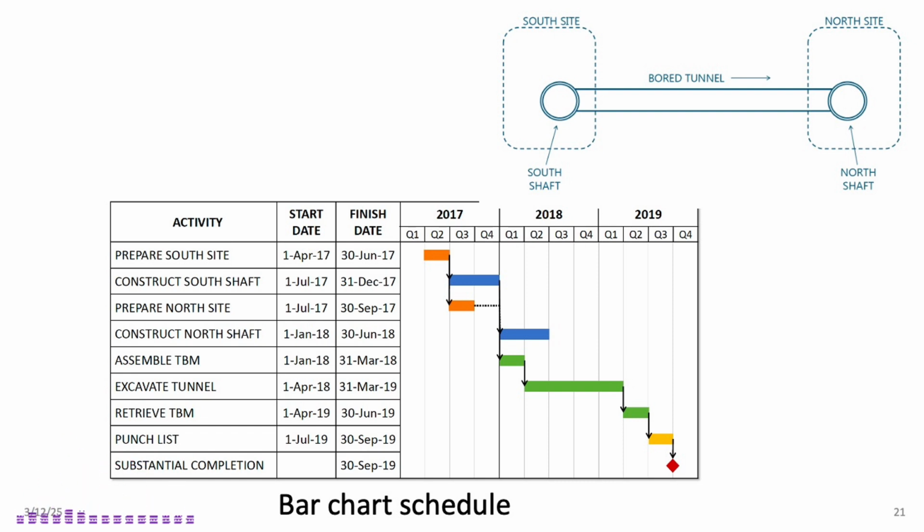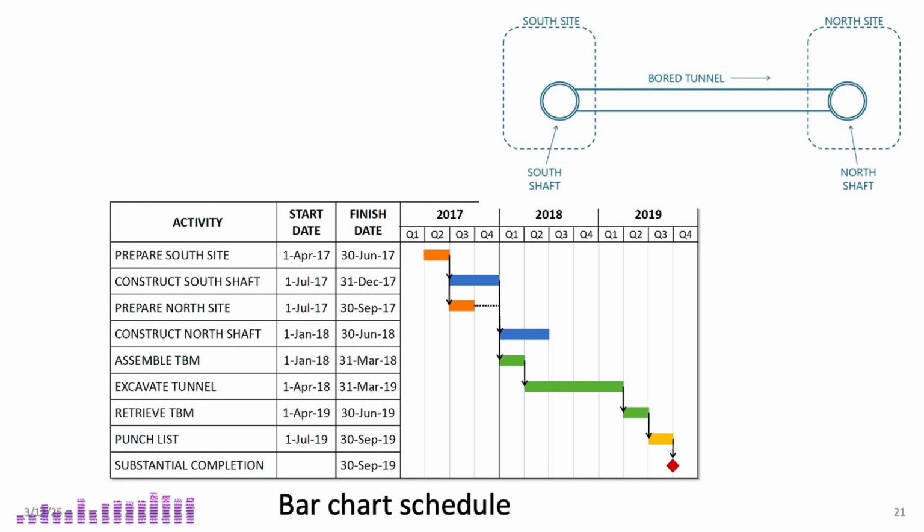Now, let's take a closer look at this bar chart schedule. What are the linear activities here? Remember, linear activities are tasks that are continuously repeated along the project alignment. In this case, the only true linear activity is tunnel excavation and lining. Other tasks, like site preparation or shaft construction, are repeated, but only twice and not in a continuous flow, so they don't qualify as linear activities.